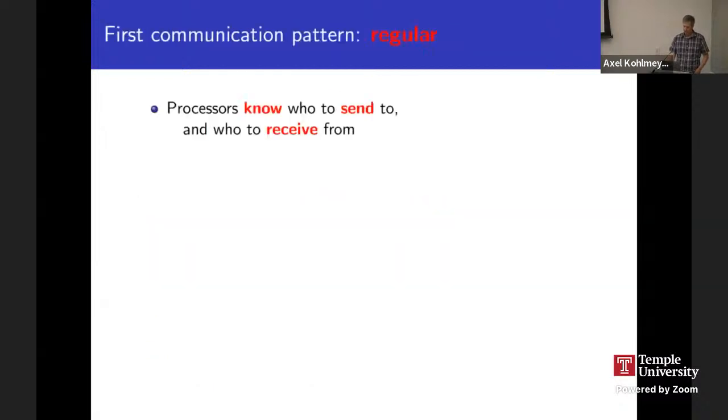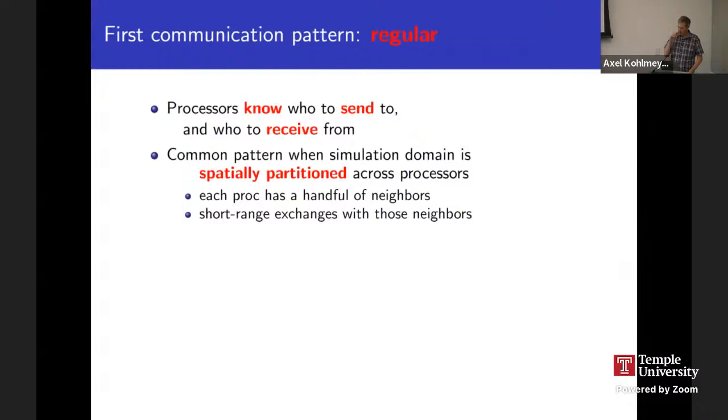Okay. So now let's talk about the first communication pattern, which I'm terming regular. What's going to distinguish these patterns is this next statement. In the regular pattern, processors know exactly who they need to send their data to, what other processors, and they also know what processors are going to be sending them data. So I'll illustrate what this means in practice. It's a common pattern to use when your simulation domain is spatially partitioned across processors, like I just said. Typically, if you want nearby information to your subdomain, that means each processor has a handful of neighbor processors, and you're doing short-range exchanges of information with those processors.